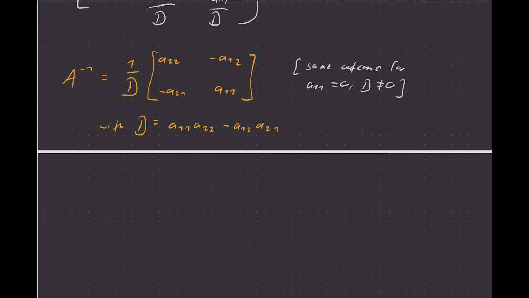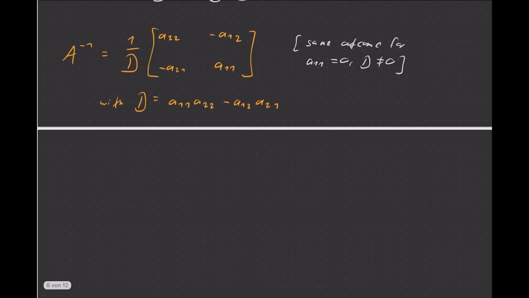So what does it give us? Well, it gives us a nice formula for the inverse of a 2 by 2 matrix. So basically what you have to do for a 2 by 2 matrix is calculate that D, that's probably the most complicated part here.